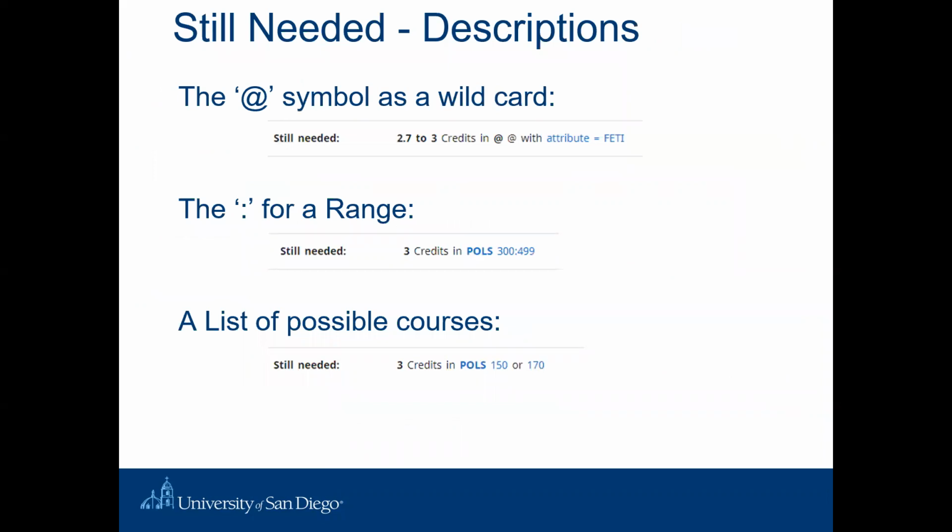When looking at your worksheet, you may see several requirements that have an @ symbol next to them. The @ symbol indicates any. In this case, the audit states 2.7 to 3 credits in at with an attribute of FETI. This means that you need to take any course with the FTI attribute. Other notations you may see are a colon between a set of course numbers. This means that any course within that range will satisfy the requirement. You may also just see a list of courses which specifically satisfy the requirement.